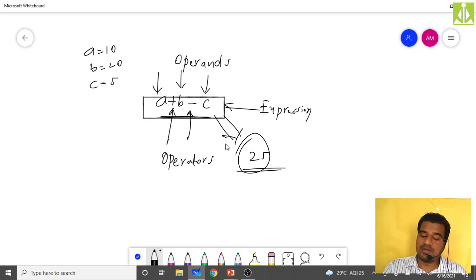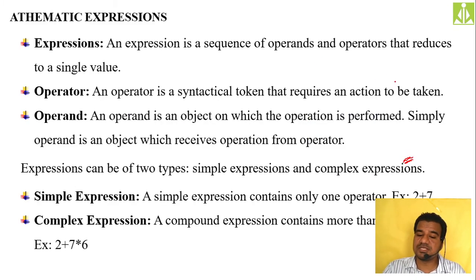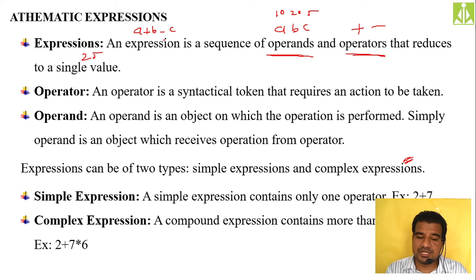So whatever definition we have written for the expression, it is giving the complete meaning over here. An expression is a sequence of operands and operators that reduces to a single value. Our operands are a, b, c in my example. Operators are plus, minus. It reduces to a single value, 25 we got, when we took a value as 10, b value as 20, c value as 5. Our expression was a plus b minus c. So the full meaning I have given over here.